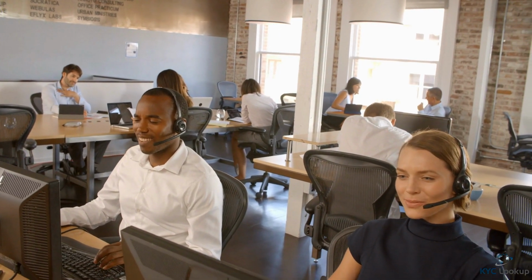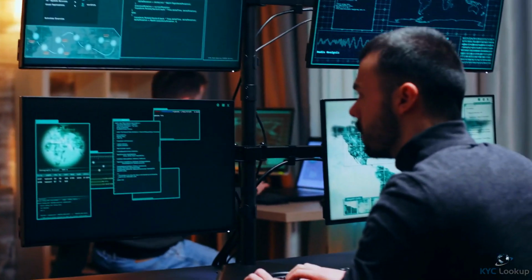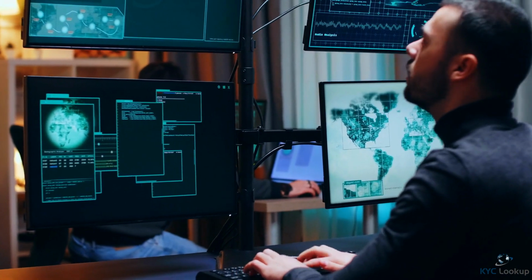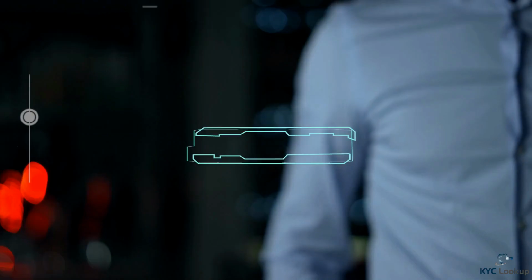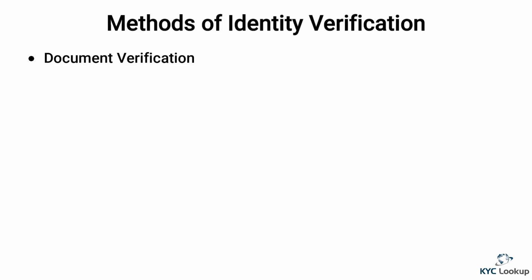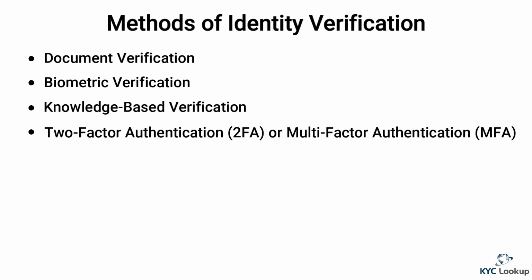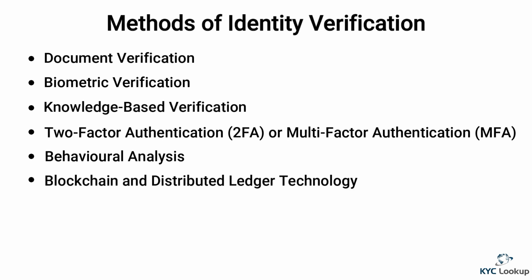healthcare, and government. Identity verification methods can vary depending on the level of assurance required and the context in which it is used. Here are some common methods of identity verification: document verification, biometric verification, knowledge-based verification, two-factor authentication, 2FA, or multi-factor authentication, MFA, behavioural analysis, blockchain and distributed ledger technology, and government ID verification.